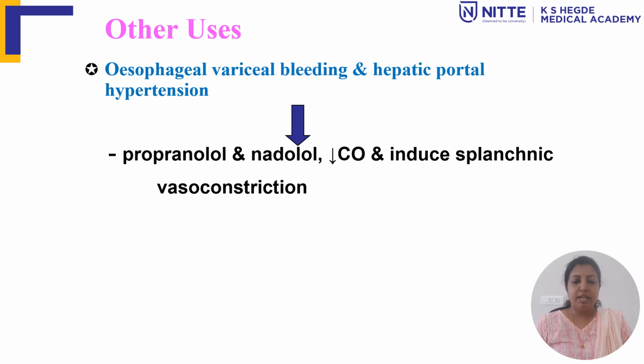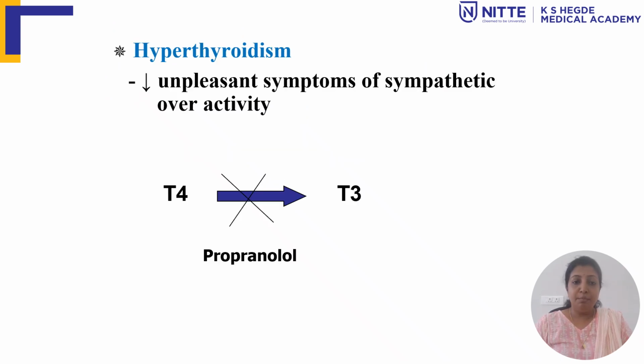Other uses: they can be used in esophageal variceal bleeding and hepatic portal hypertension. Usually propranolol and nadolol can be used in this condition, where they reduce the cardiac output and also induce splanchnic vasoconstriction. In patients with hyperthyroidism, there will be symptoms of sympathetic overactivity. Beta blockers, when given, can reduce the unpleasant symptoms of sympathetic overactivity like tremors, palpitation, sweating, etc. Propranolol mainly inhibits the conversion from T4 to T3.